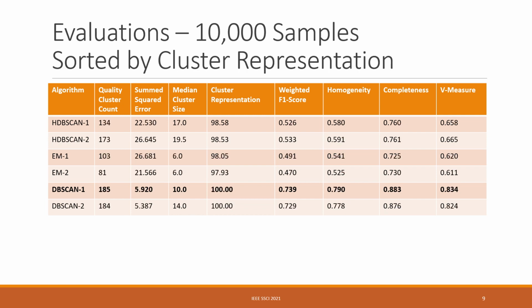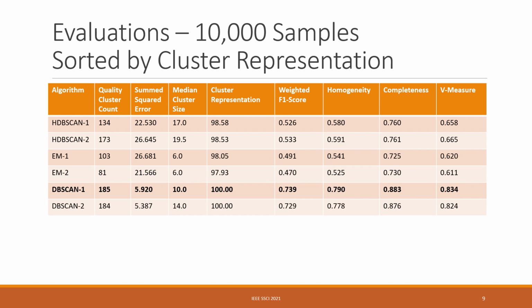In this table, we've sorted our top individuals by cluster representation rather than by quality cluster count. So cluster representation is our new metric, and it records the degree of similarity of function imports in a cluster. So we've highlighted our top DBScan individual here, which has achieved a perfect cluster representation of 100.